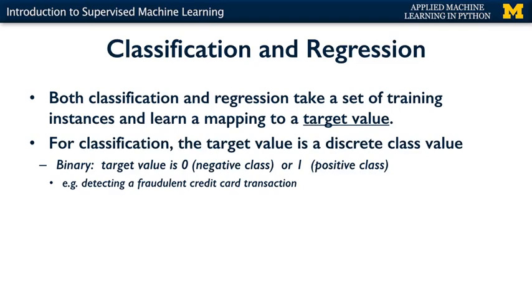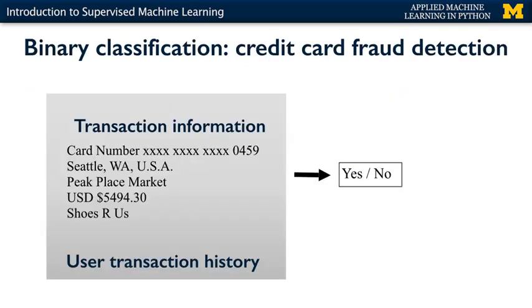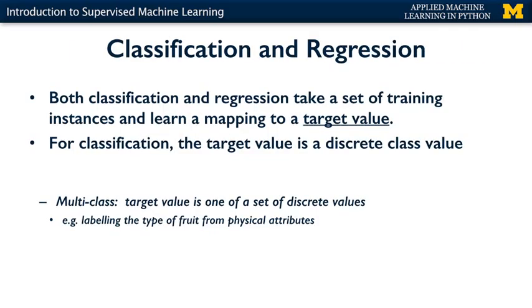For classification, the target value is a discrete class value. For example, a binary classification problem has two types of target values, 0 representing the negative class, or 1 representing the positive class. An example of binary classification might be trying to detect a fraudulent credit card transaction. The transaction's either valid or invalid.